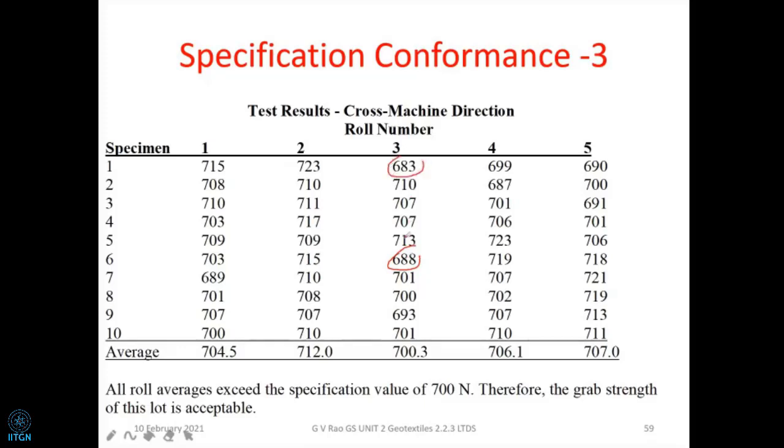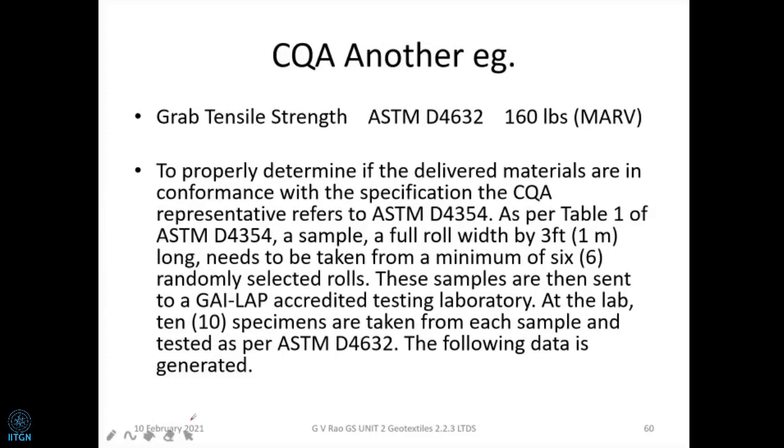And still there, some values are quite high. So naturally, 700.3 is still higher than what requires 700. So the strength of this lot is acceptable. From this test viewpoint, it's acceptable now. Now, there is a standard value and a way in which we have to do this test actually, for the laboratory.